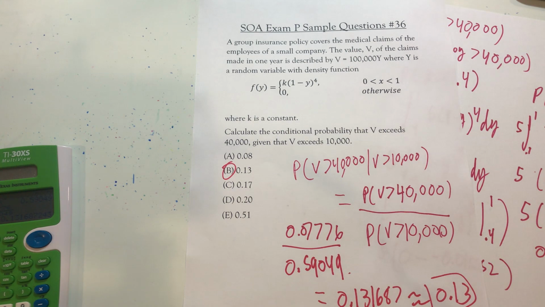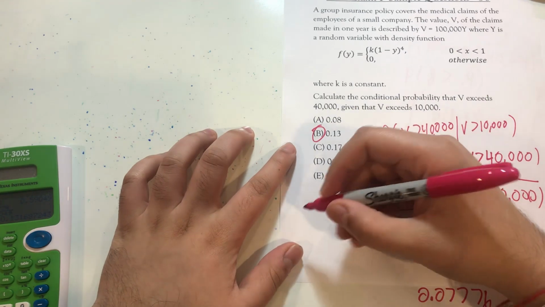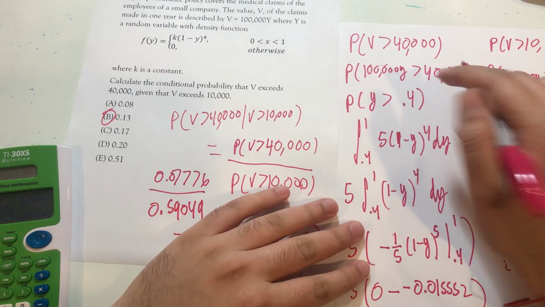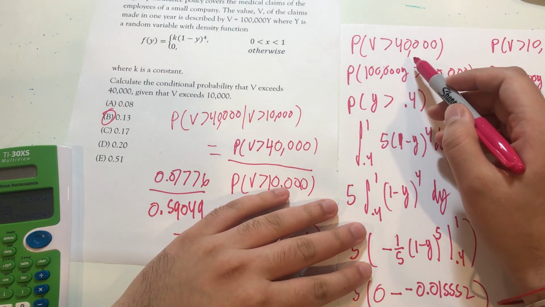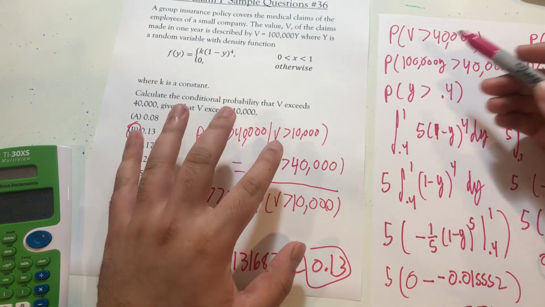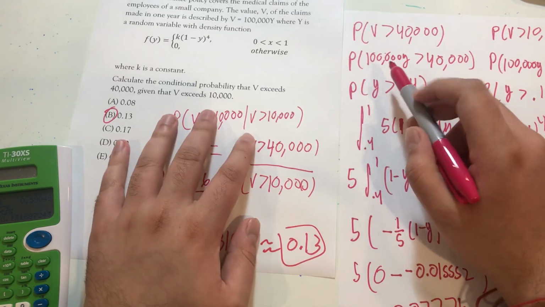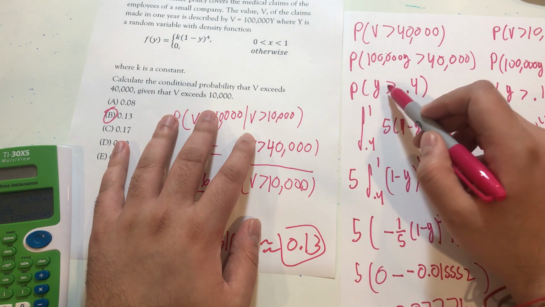Next, if you're asked to find the CDF or the PDF of something, but given it in terms of something else, that's a transformation, right? That's something you should be very familiar with by the time of your exam. In this case, we had the probability of V being greater than 40,000. That's what we were looking for. However, we were given it in terms of something else. We were told V in terms of Y. So I made that substitution. And I isolated Y on this side.